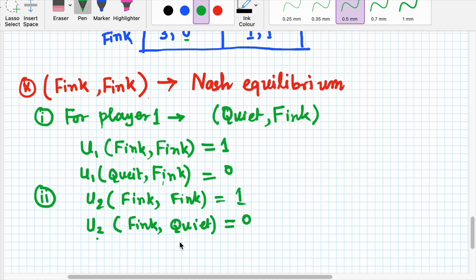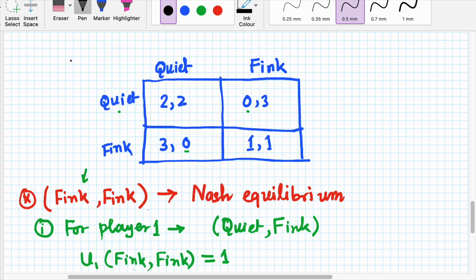So for both players, the definition of the Nash equilibrium is satisfied: there is no other action to which anyone can unilaterally deviate from the prescribed action profile Fink, Fink. This corresponds to the Nash equilibrium. However, anyone can say that fink is not the strategy that gives the maximum outcome. Why should they choose fink when remaining quiet gives both of them a payoff of 2, 2?